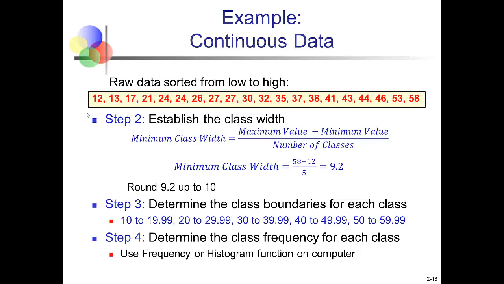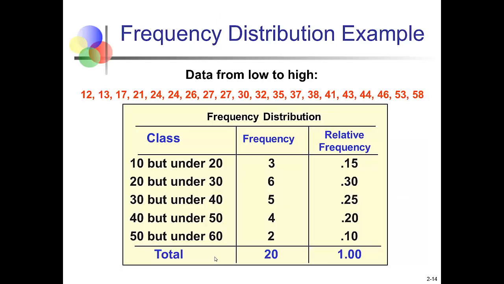Now, the next part of this is a little bit of an art. For this example, it's pretty easy. I need the first class that I define to hold the value 12 and to be 10 degrees wide. So I chose from 10 to 19.99. That's going to be 10 degrees wide. It's going to contain the minimum value, and it's going to be mutually exclusive from the next class, which is 20 to 29.99, and so on. Then we're going to use the frequency function or the histogram function on the computer to actually summarize this data. So I've gone ahead and done this here.